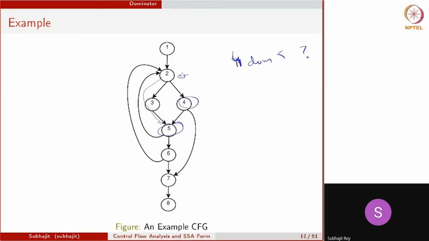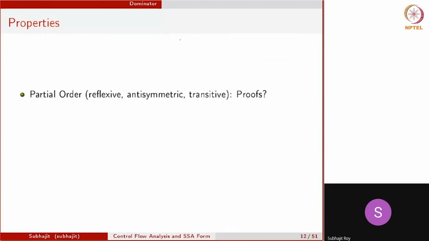What about, can you tell me a node which dominates every other node in the control flow graph? Is there a node which is a dominator for every other node? Node 1. Node 1, exactly, the entry node. The entry node is a node which will surely dominate every other node, right? So this is the whole story about dominators. Now this dominator relationship is reflexive, antisymmetric, and transitive. So it's a partial order.